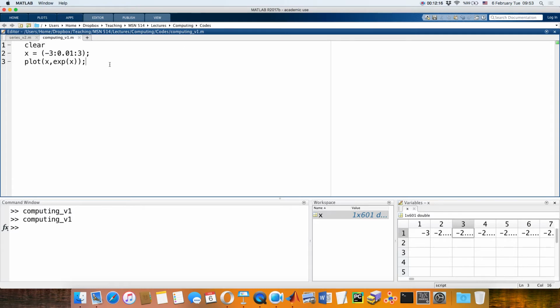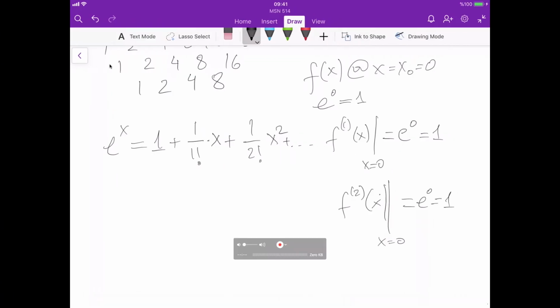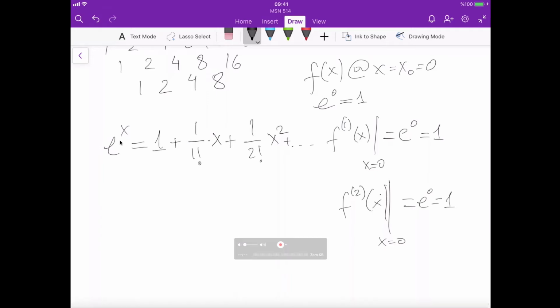So what I want to do now, I want to see if this is indeed true or not. Okay, I will add these polynomials and see whether it approaches e to the x or not. Are you with me? Have you done it before? No.